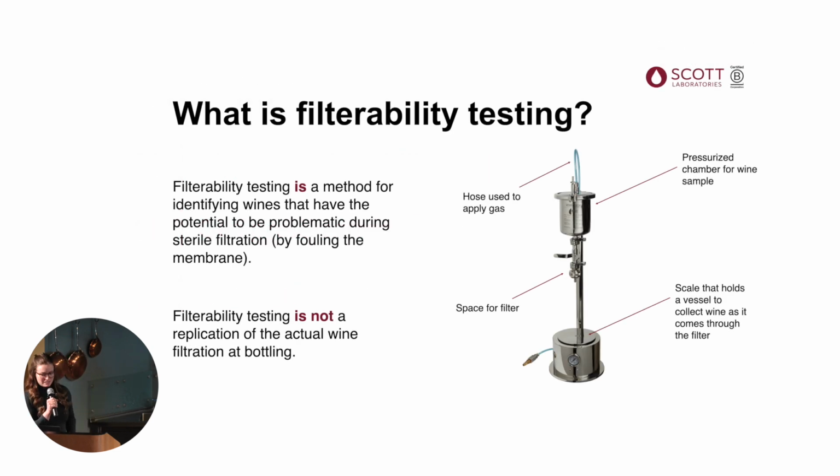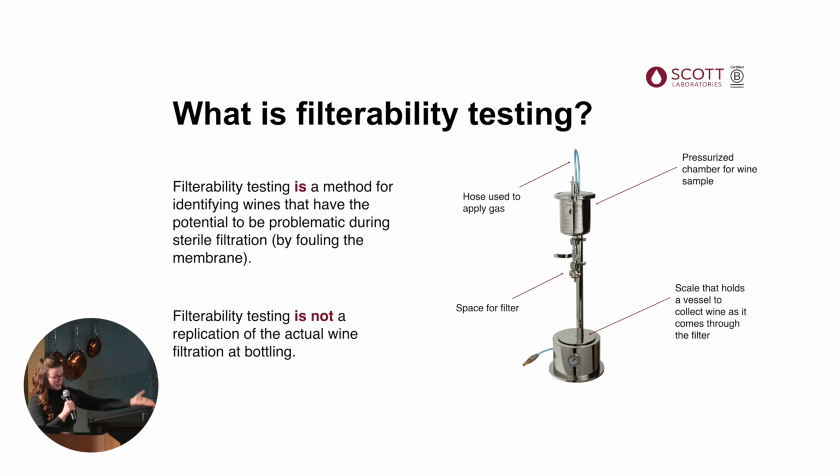So what is filterability testing? And I'm talking about what is filterability testing because we're also talking about what filterability testing is not. So filterability testing is a method for identifying wines that have the potential to be problematic during sterile filtration by fouling the membrane. Filterability testing is not a replication of the actual wine filtration at bottling, and we'll talk about why that is in a little bit.